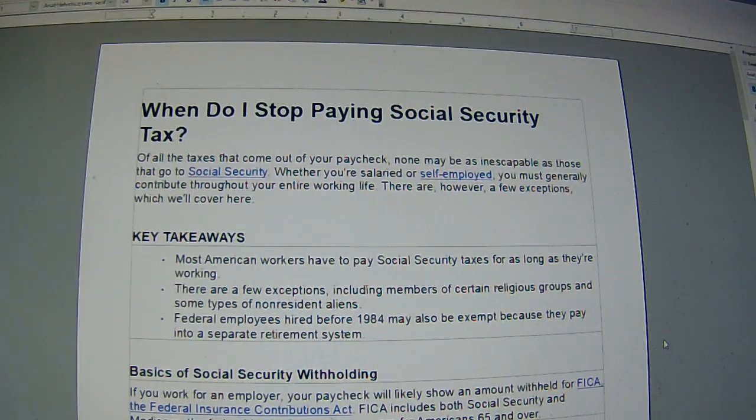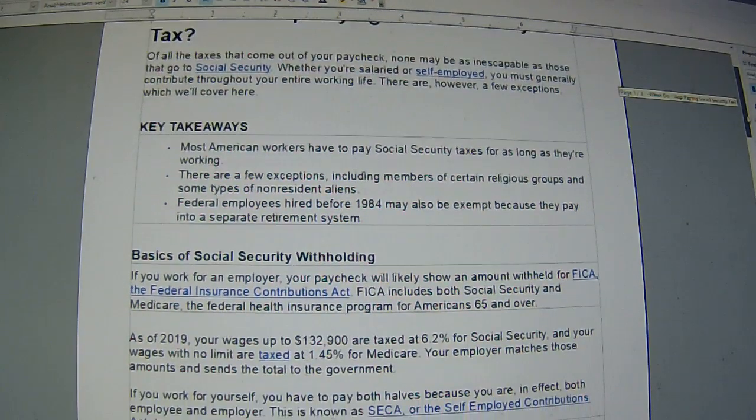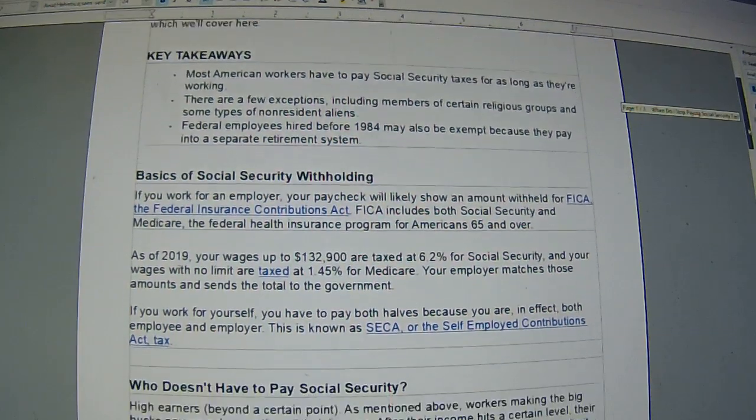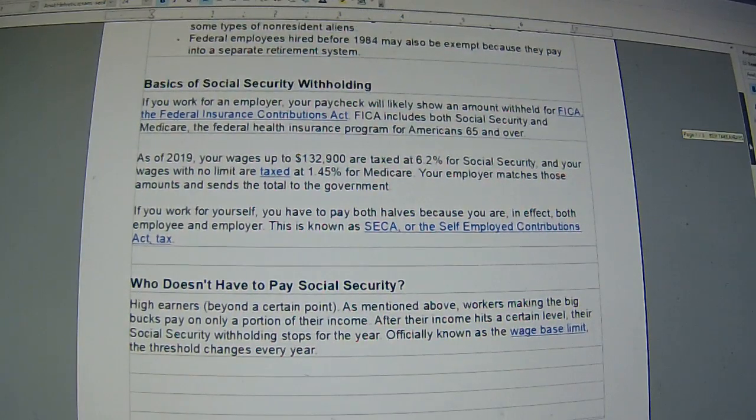Key takeaways. Most American workers have to pay Social Security taxes for as long as they are working. There are a few exceptions, including members of certain religious groups and some types of non-resident aliens. Federal employees hired before 1984 may also be exempt because they pay into a separate retirement system. Okay, y'all got that? Basic Social Security withholding. I'm not going to read on that. We won't get down here to the part that says who doesn't have to pay.